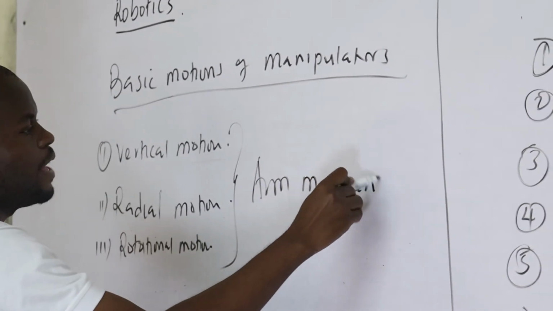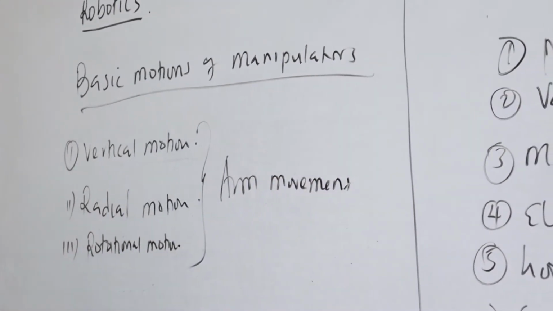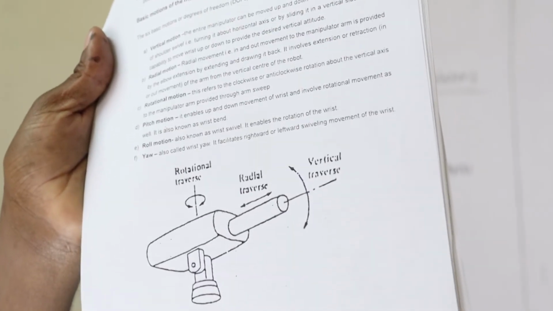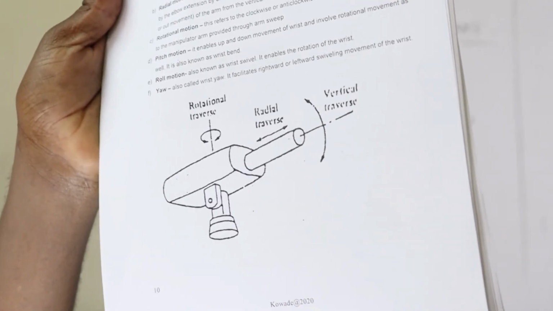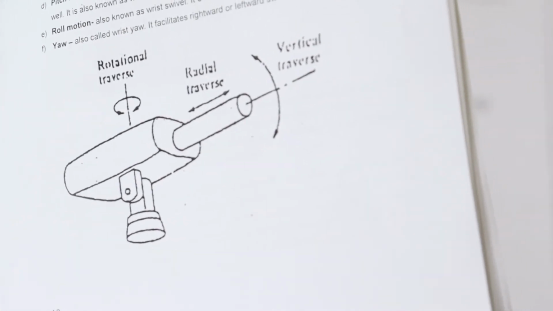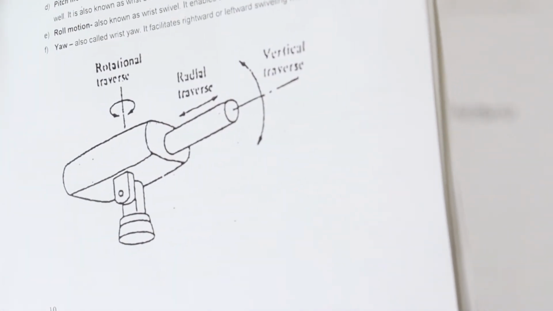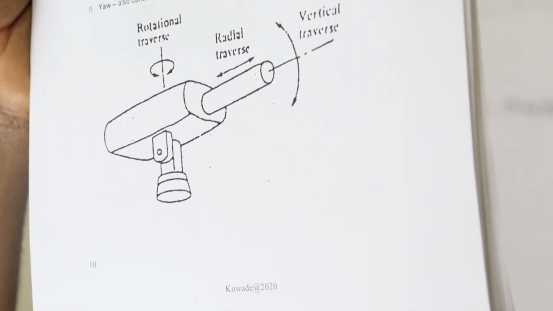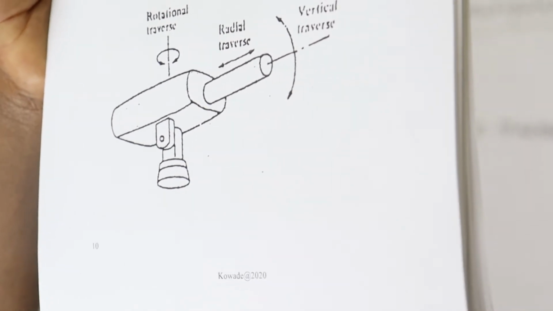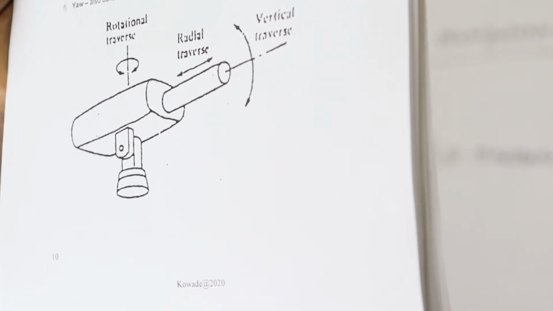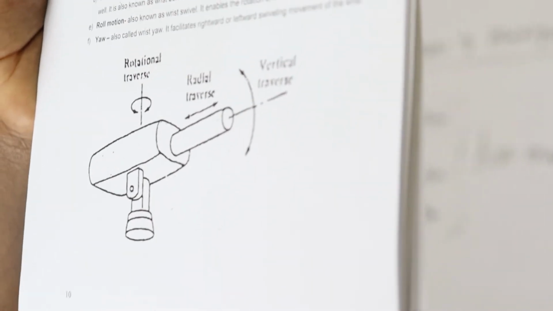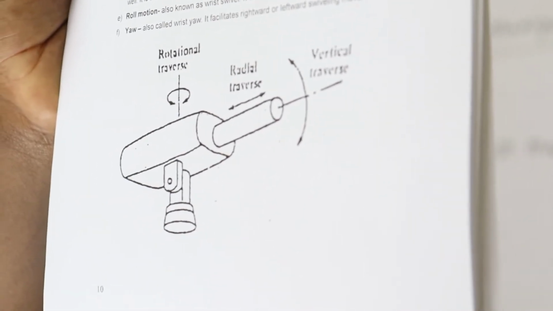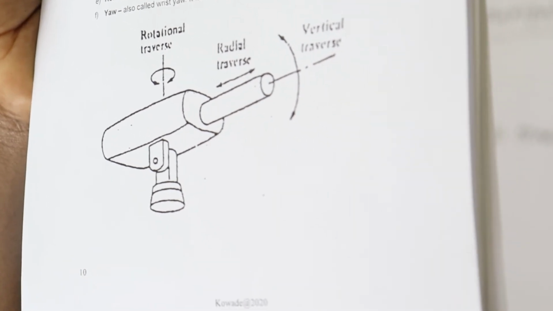So we talk about the movement of the arm, and we can have it illustrated by this. You can have a look at the diagram here, which shows the first three basic motions, and we've said that these usually involve the movement of the arm. You can see from the diagram there is the rotational, there is the radial, and also there is the vertical, and the diagram is also showing the directions.